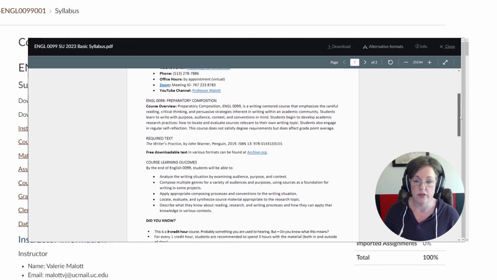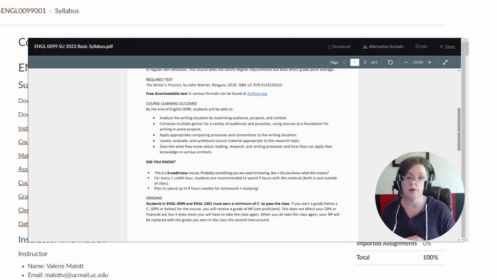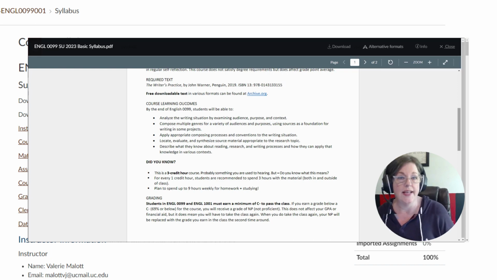I also include information about the required textbook. The required textbook for this course is called The Writer's Practice by John Warner. Now, you have several options for getting this book. You can purchase it outright. It's an inexpensive book, probably under $12. You can buy it used. There is only one edition. So if you find it for dirt cheap online somewhere, go for it if you want the physical copy of the book. It's a great book.